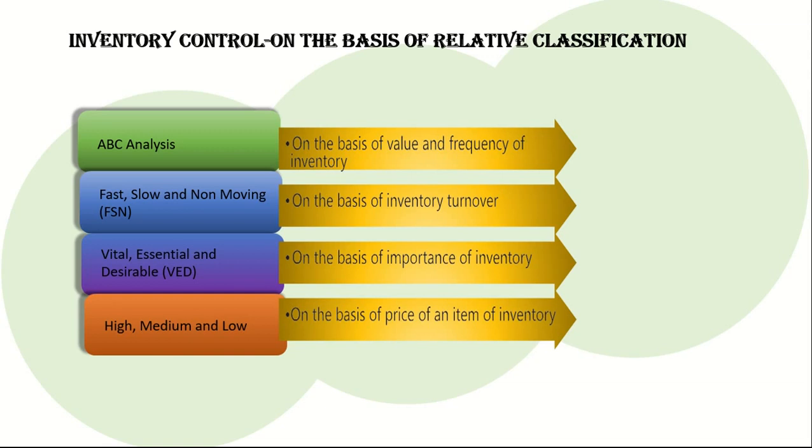4. High cost, medium cost, low cost, HML, inventory. Under this system, inventory is classified on the basis of the cost of an individual item, unlike ABC analysis where inventories are classified on the basis of overall value of inventory. A range of cost is used to classify the inventory items into the three categories. High-cost inventories are given more priority for control, whereas medium-cost and low-cost items are comparatively given lesser priority.